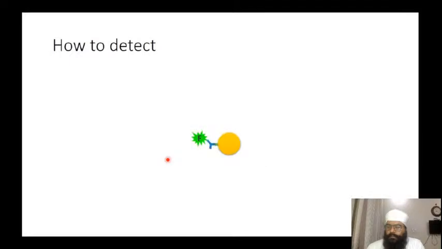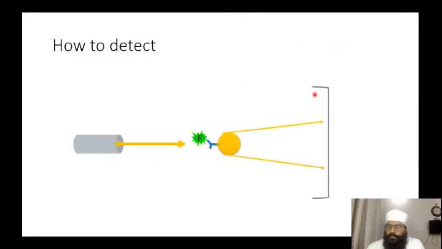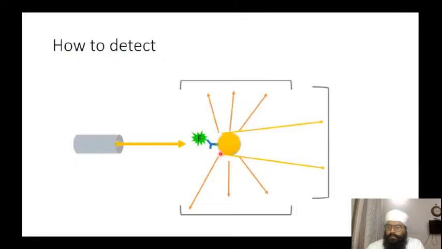Now, when the cell passes through the laser beam, first of all, we get the forward scatter, which is detected by the forward scatter detector, and the side scatter, which is detected by the side scatter detectors.